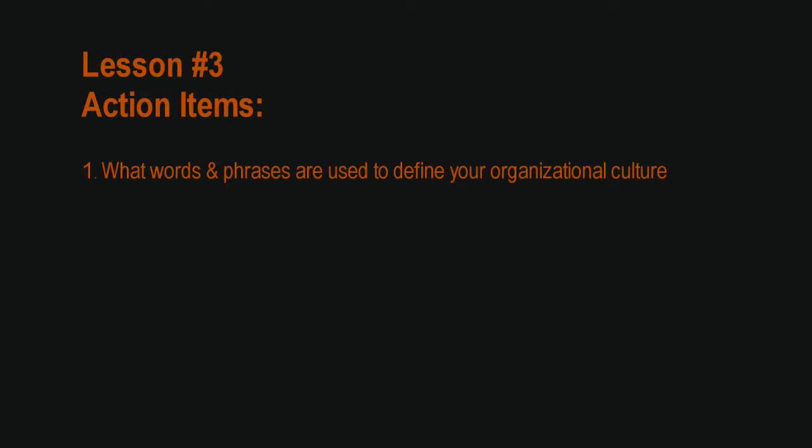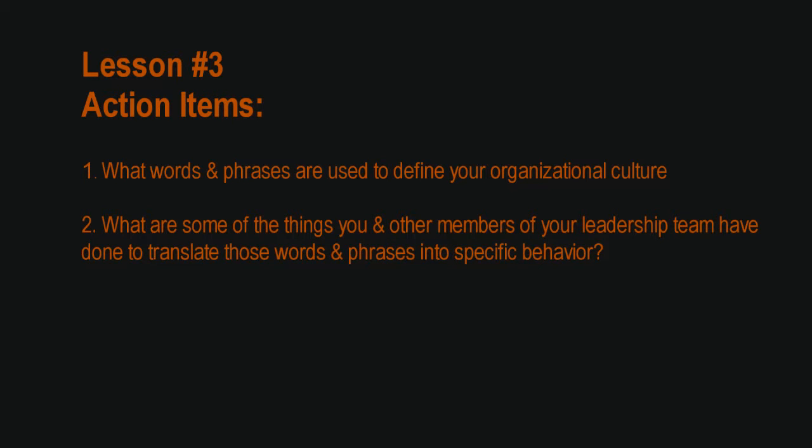Let's look at the action items for lesson number 3. What words or phrases are used to define your organizational culture? Now, you can get those from a couple of sources. You can look at your foundational documents, mission statement, core values, or you can look back on the action items you completed in the previous lesson. But I want you to identify words or phrases that define your culture. And then second, what are some of the things you and other members of your leadership team can do or have done to translate those words and phrases into specific behavior?